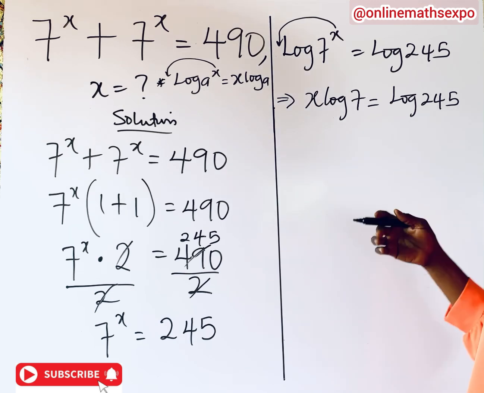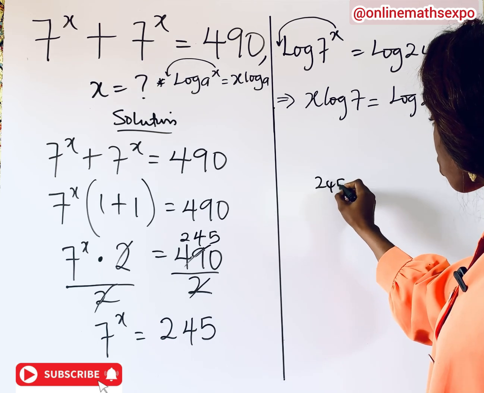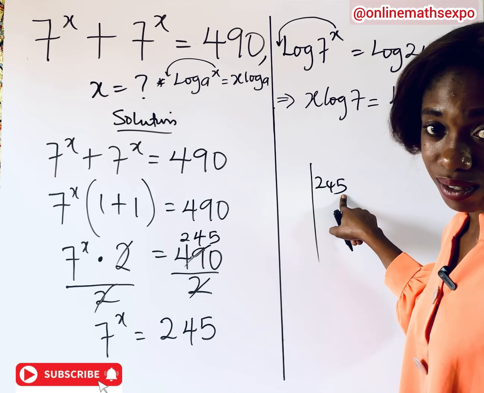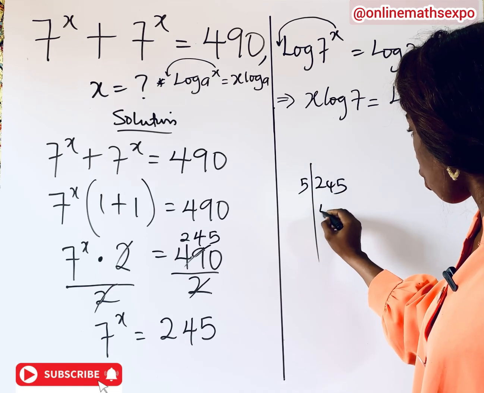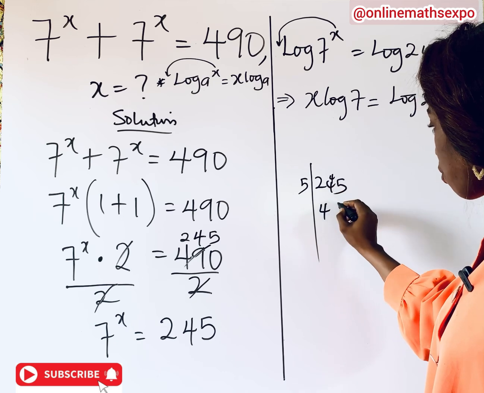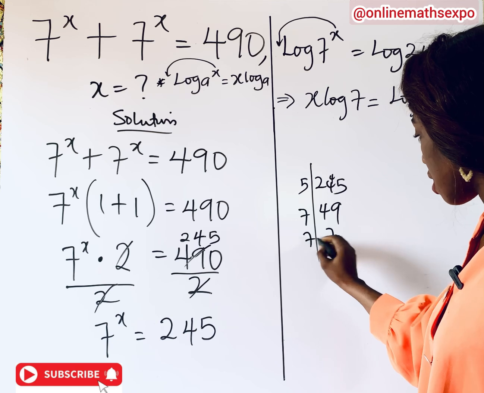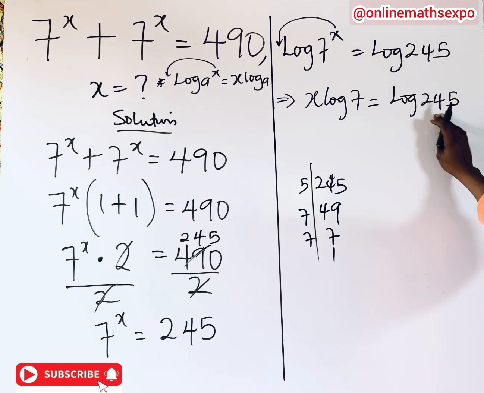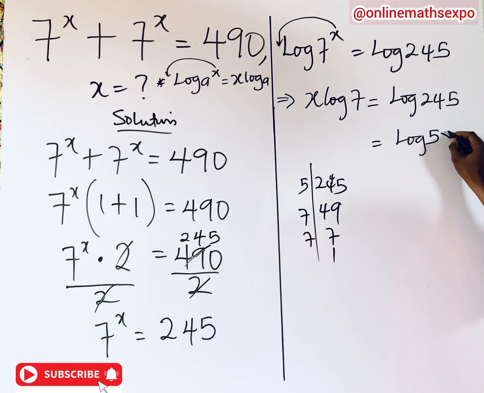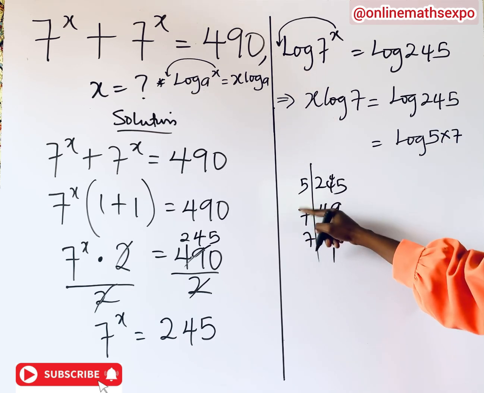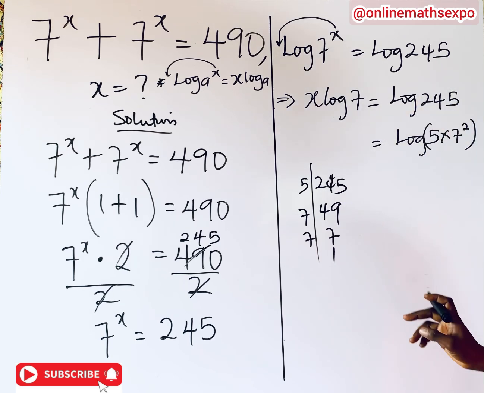Now this 245, we should reduce it. Let's see how to reduce it, okay? 245, what can divide? The last digit is 5, so 5 can divide it. 5 goes in 24 will give us 4, remaining 4. 5 in 45 is 9. What can go again? 7. This is 7, and 7 here is 1. So it means that 245 can be expressed as log of 5 multiplied by 7 squared. Did you see it? If you multiply this, it gives you back this.